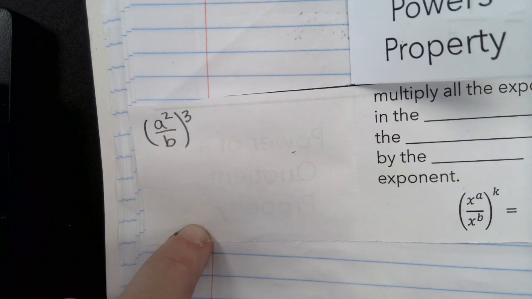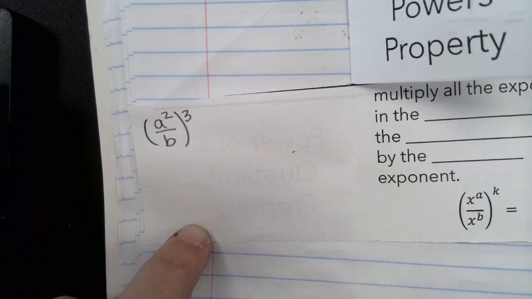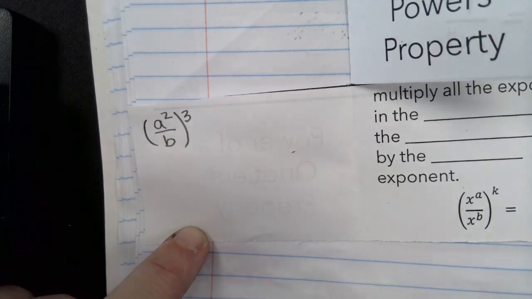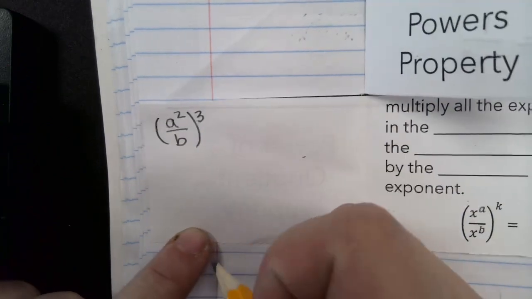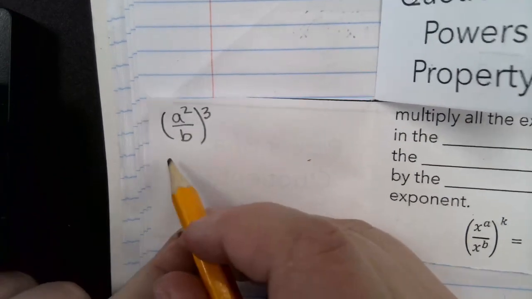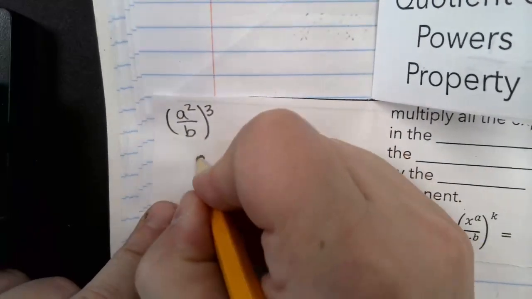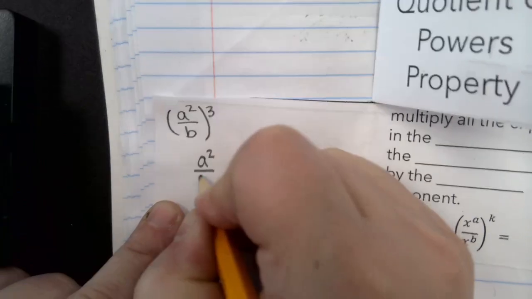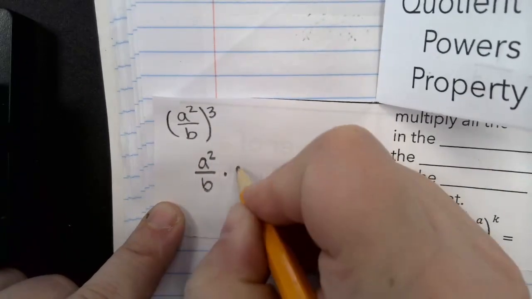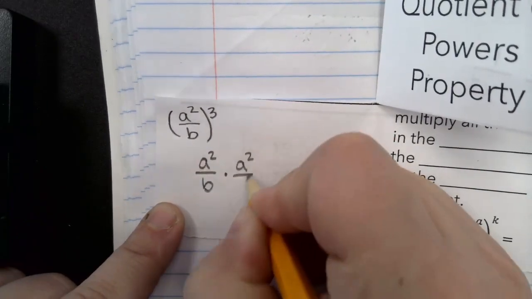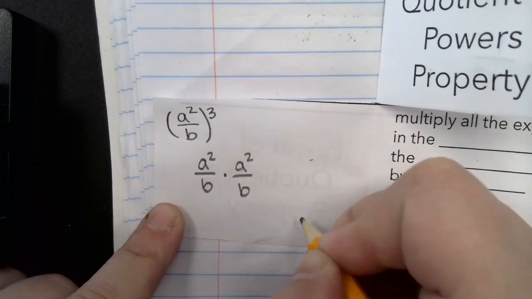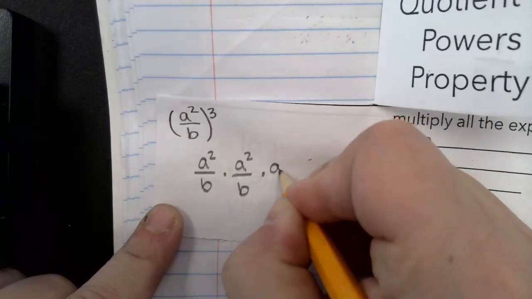All right, so for a squared over b to the third power, what are we actually taking to the third power? Everything. Everything that's inside. So it's really a squared over b times a squared over b times a squared over b.